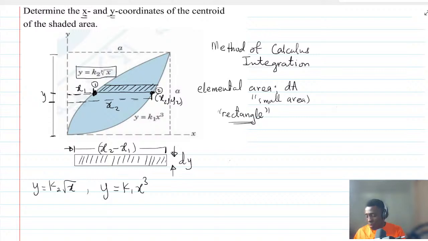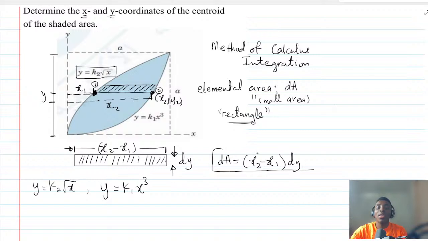So what will be the area of this rectangle? The area of the rectangle, we call it dA, and it will be given by the length, which is x2 minus x1, multiplied by the height, which is dy. So we can clearly say that the elemental area is x2 minus x1 dy. I hope it is clear up to this point.